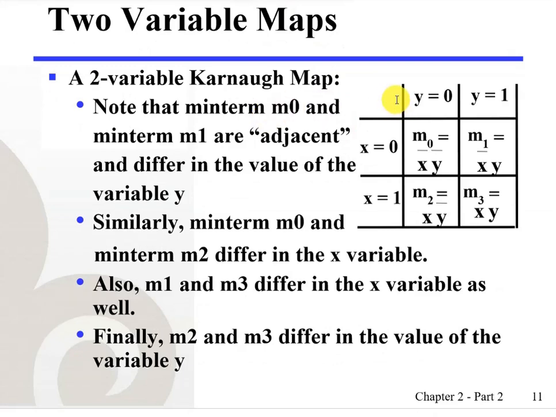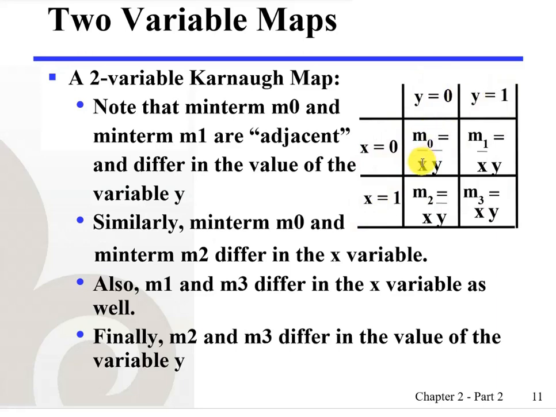Here we have the K-map, Karnaugh map, for a two-variable Boolean expression. The squares will contain the minterms. And then the variables of our Boolean expression are located here as x when it's 0, x when it's 1, y 0, y 1.